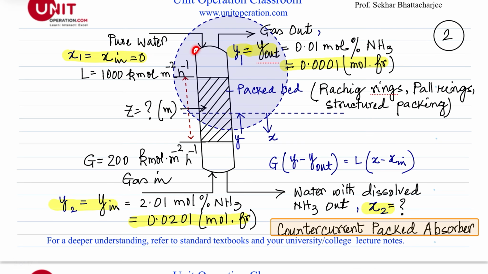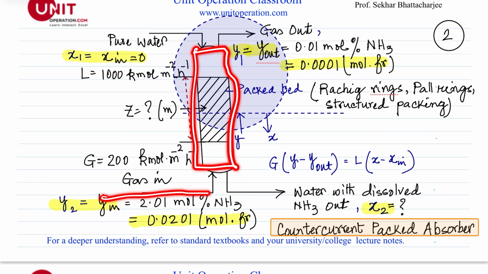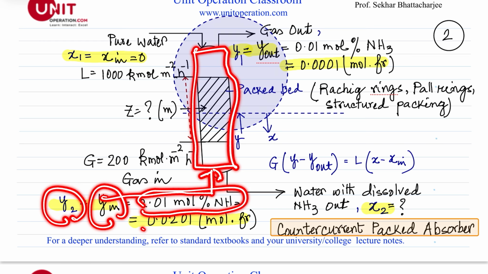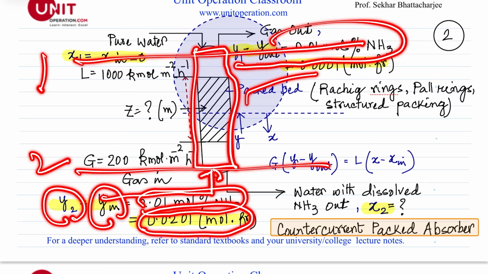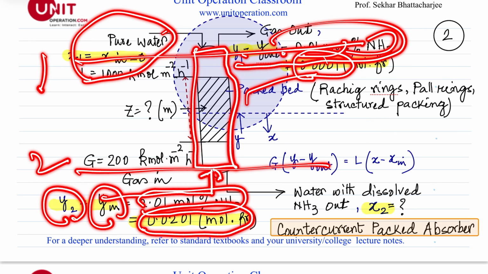So this is basically my absorber here. As I said, this is the inlet gas coming in. This is Y in, equal to 2.01 mole percent ammonia, so that is 0.0201. And this is Y1. As I said, this is 1 and this is 2 here. Basically, this Y2 is 0.01 mole percent ammonia, so that is 0.0001. And now this is pure water, which is coming in from here.